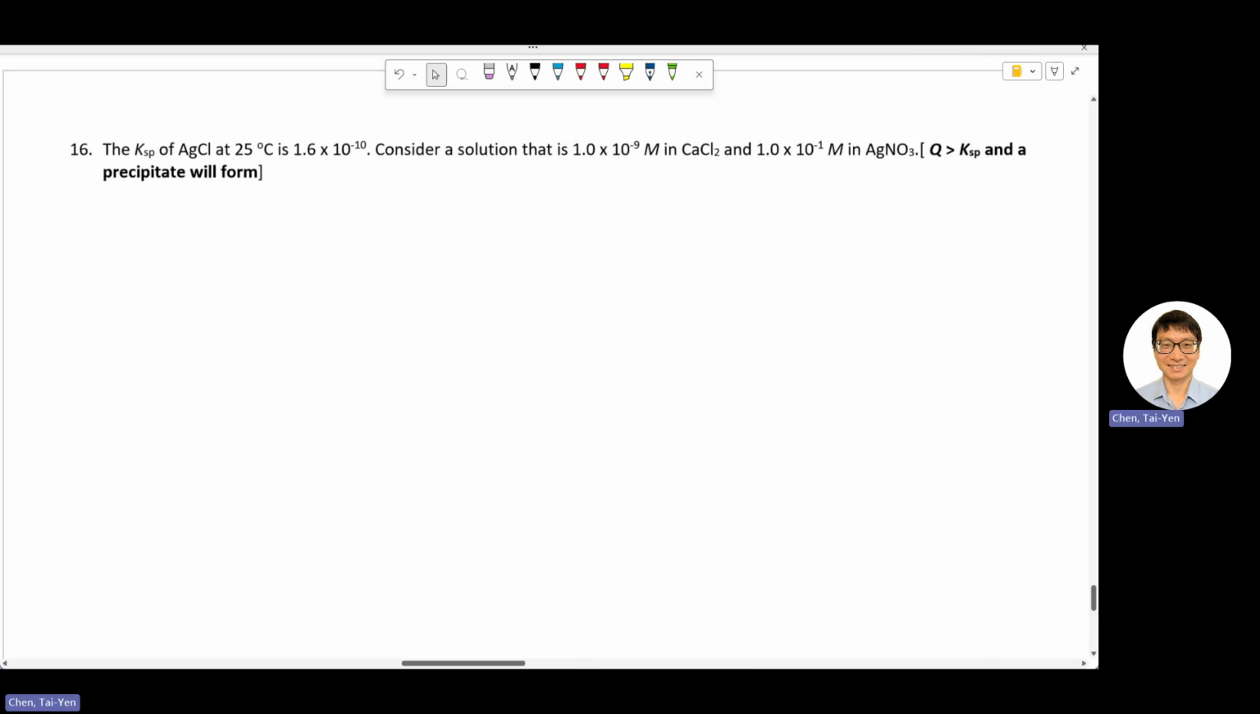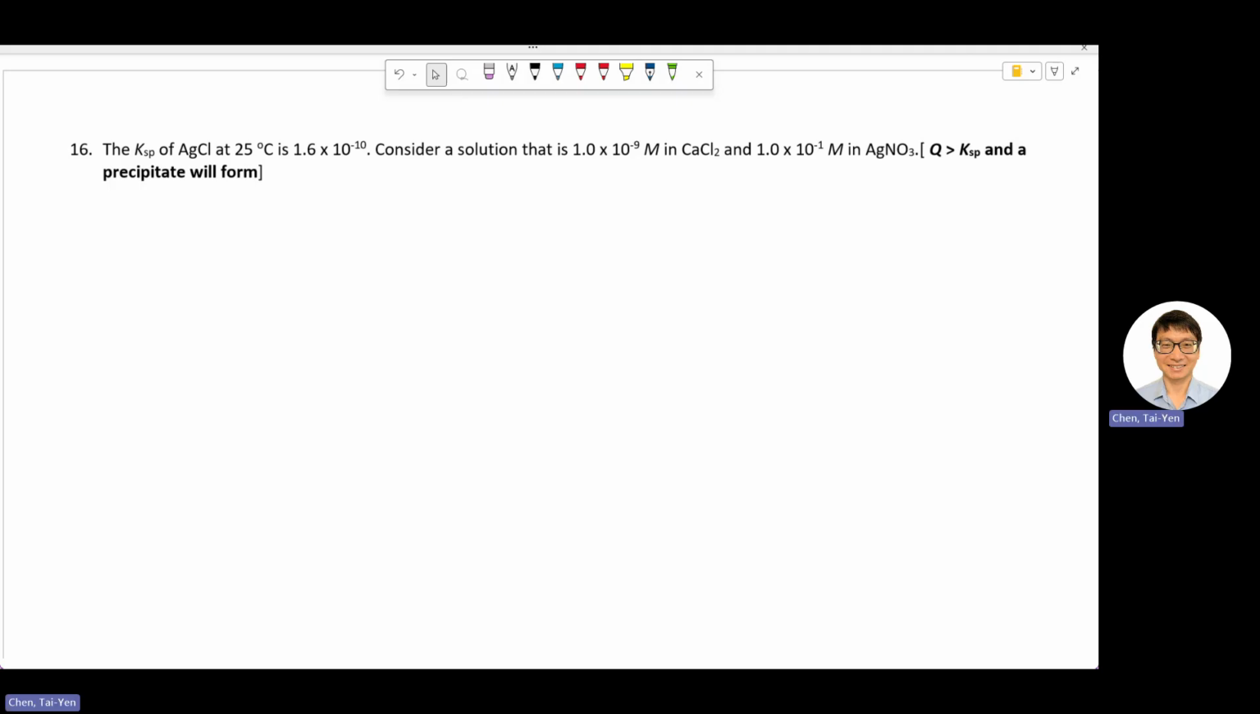Okay, question number 16. It says the KSP of AgCl is 1.6 times 10^-10. Consider a solution that is 1.0 times 10^-9 in calcium chloride and 1.0 times 10^-1 in AgNO3. This is going to be a multiple choice type of question. It's going to ask you a QSP and KSP comparison. There are only two possible answers: if your Q is larger than K, it precipitates; smaller than K, no precipitate. There are only two possibilities.